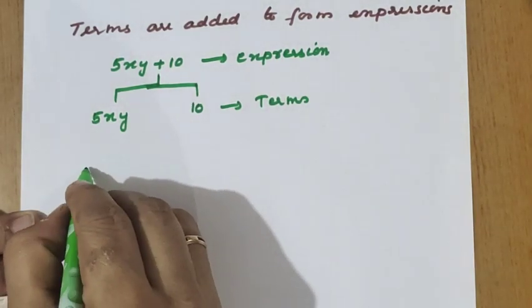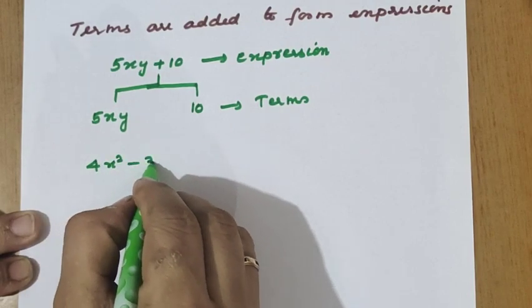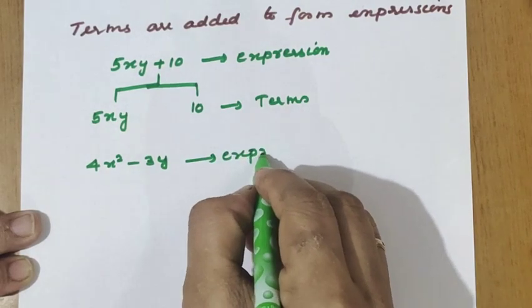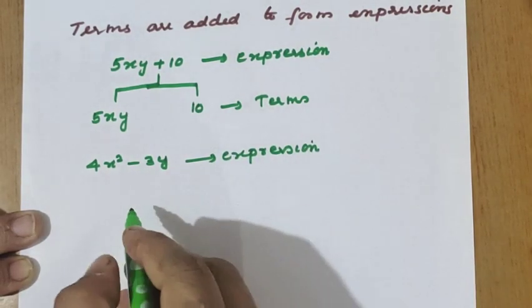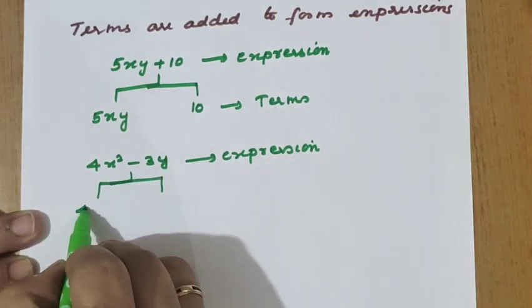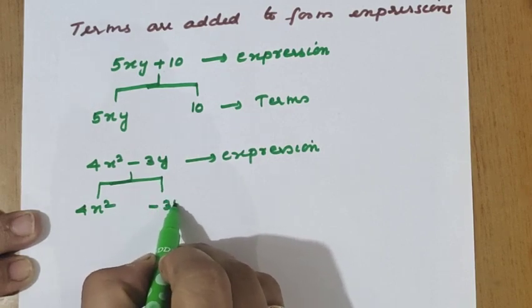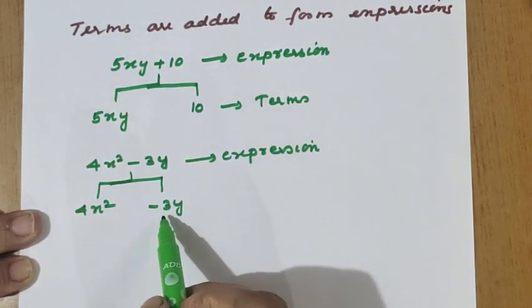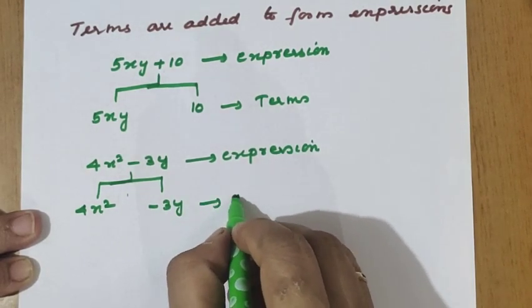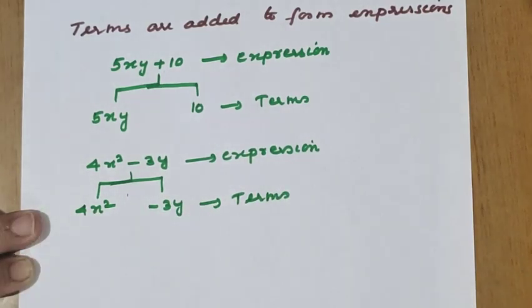Now another example, 4x square minus 3y. This is also called an expression. We are not equating to anything, right? So I'll write it is an expression only. Now see how many parts are there. I can draw like this, and here I'll write 4x square, and here minus 3y. That means minus 3y is added to 4x square. So we are getting terms now, right? Expressions are formed when the terms are added. When the terms are added, what will we get? Expressions only.